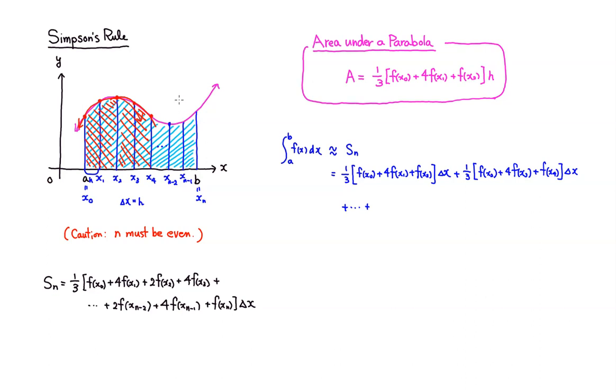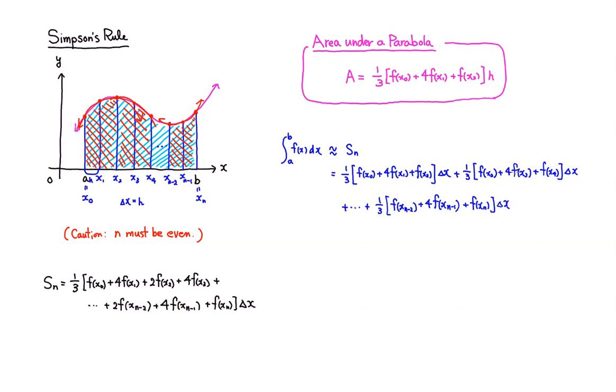Keep doing the same thing until you hit the very last one. Here's the very last one: I go through those 3 points, and you have a parabola which might look kind of like that. Then we find the area under the parabola instead of the original curve. The last one is the same formula: 1/3, the leftmost number is f of x n minus 2, next is 4 times f of x n minus 1, and the last is f of x n, times delta x.